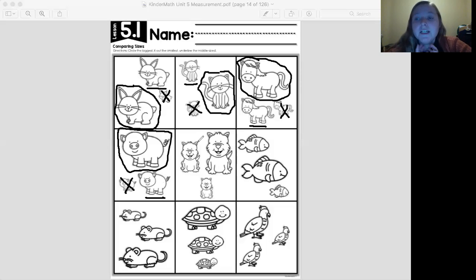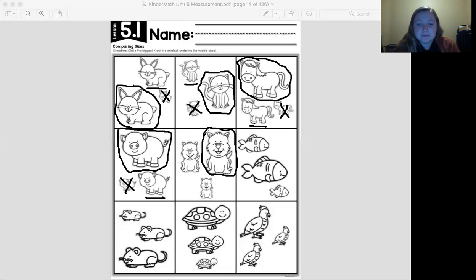Okay, put your finger on the biggest dog. Once you find that biggest dog, I want you to put a circle around it, okay? All right, let's check. You should have circled this dog right here.